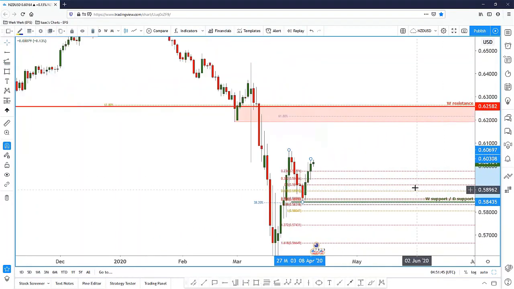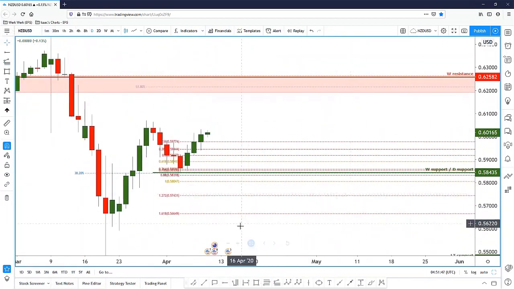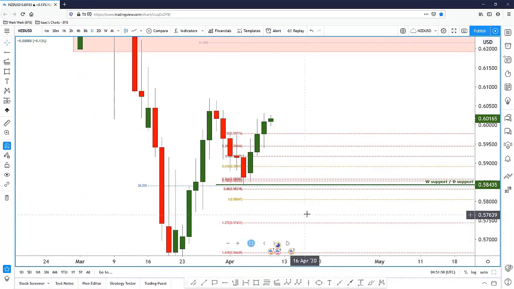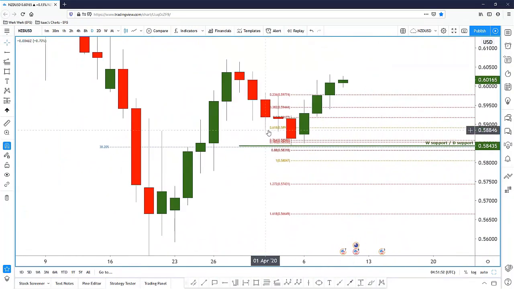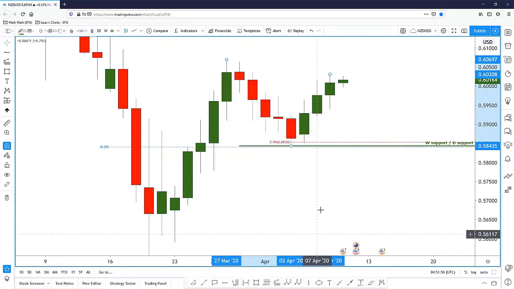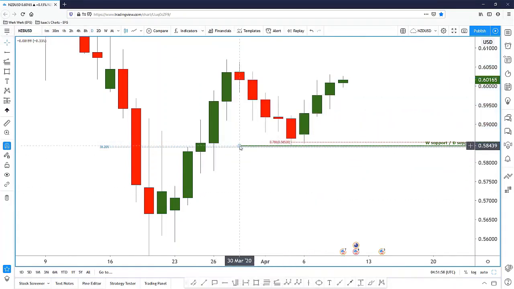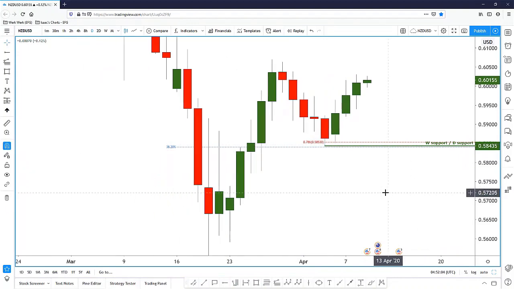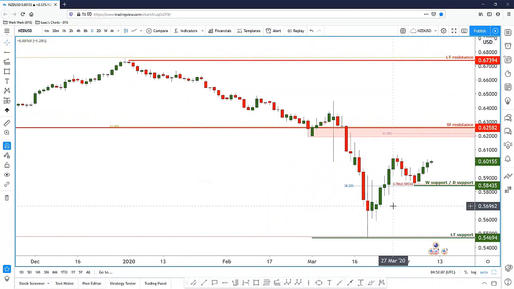Now I have to zoom this part, if not it's going to be a bit tough for you guys to see. But right now our weekly support and our daily support is quite close to the 78.60 extension level. So let me highlight that, and you see that right there. So this is actually a very small zone, but very close to our weekly and daily support.